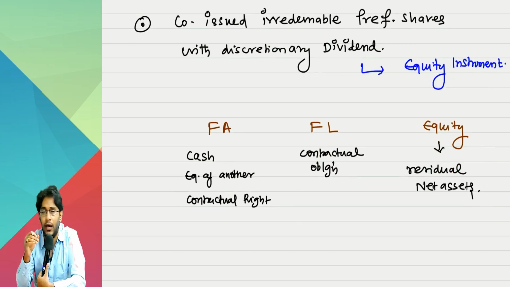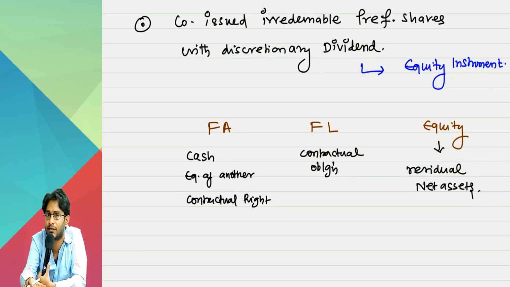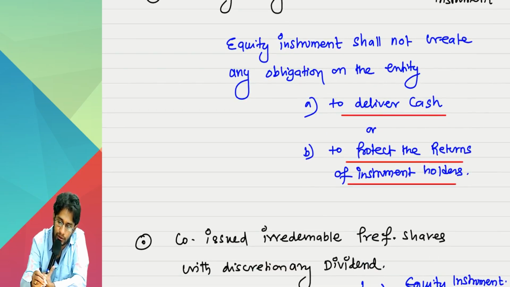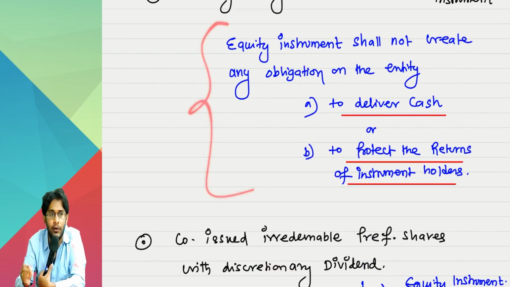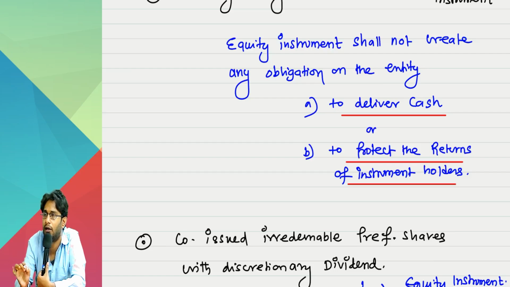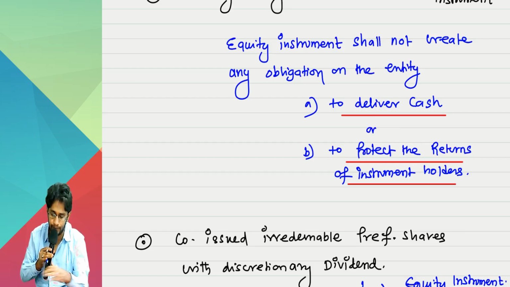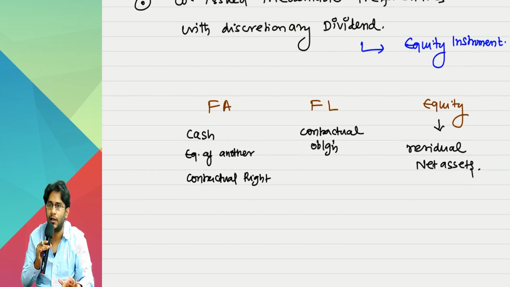Now an instrument which gives you a right on the net assets of the entity after paying all the liabilities, instead of remembering that, although you can remember that, you can remember this. If you have to become an equity instrument, you should not create any contractual obligation on the entity to pay cash or to deliver any kind of return. If you create an obligation, you will become a financial liability. So till here clarity is there.